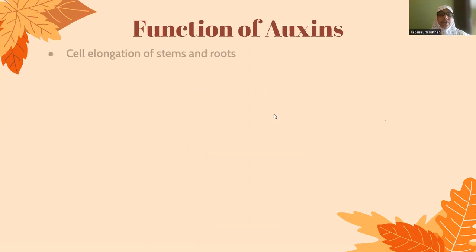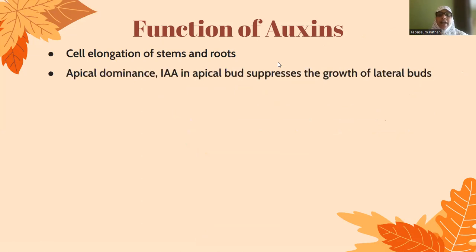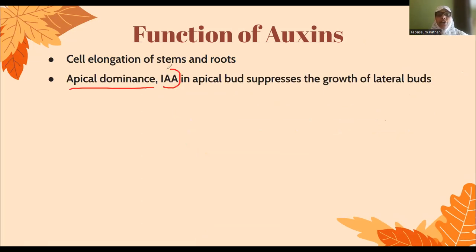Moving to the functions of the auxins. So the very first function is in growth, that is cell elongation of the stem and root. Auxins are also required in apical dominance. If you apply indole acetic acid in a bud, apical means the top. So if this is the plant, this is the stem, and this is the other parts of the plant, this is the root system below the ground surface.